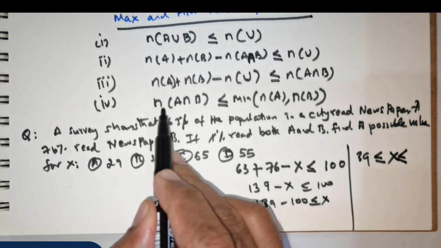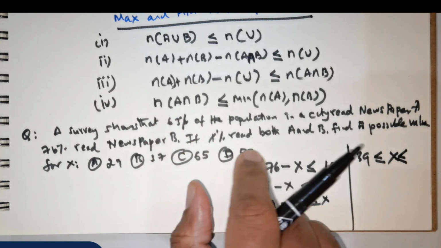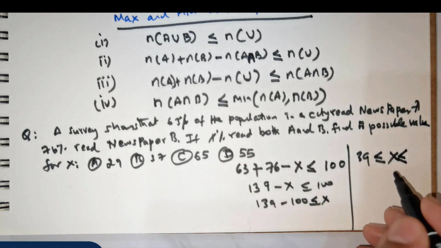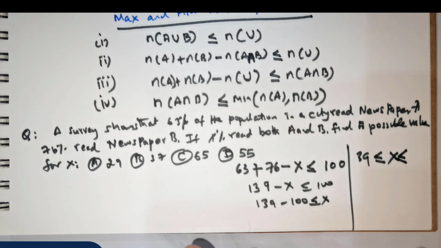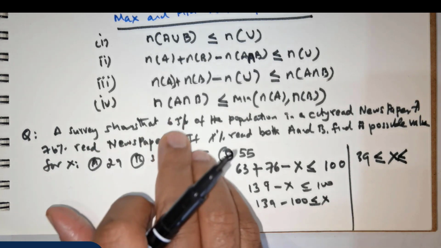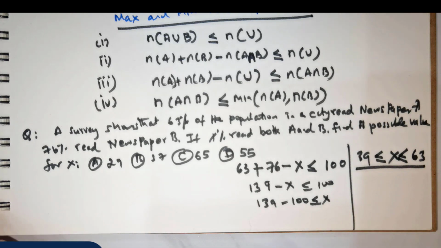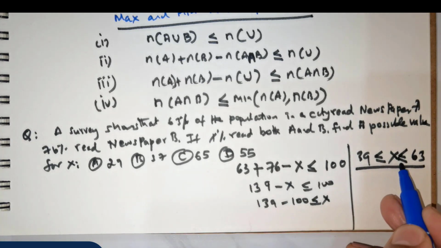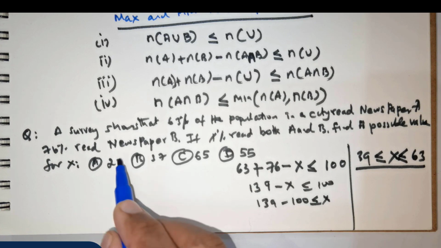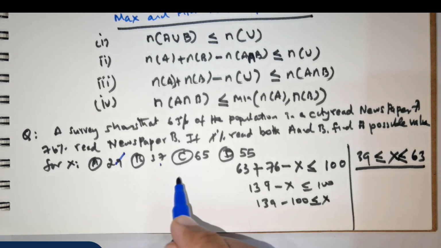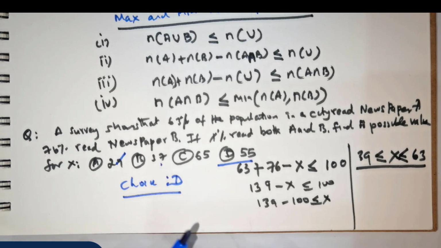Now whenever you're talking about bound, you see that you have to use this property, n of A intersecting B. X is nothing but A intersecting B, right? Because X percentage read both A and B, and that bound would be the minimum of the number of elements in A and the number of elements in B. So we have here 63 and 76. So what's the minimum of 63 and 76? 63. So this is the value for X that we have to look for. Now go back to the choices. Find out that choice which falls in this range. The value of X lies between 39 and 63. So of that, this has to be dropped, this has to be dropped, and this has to be dropped. The only choice is D. Choice D is the correct answer to this question.